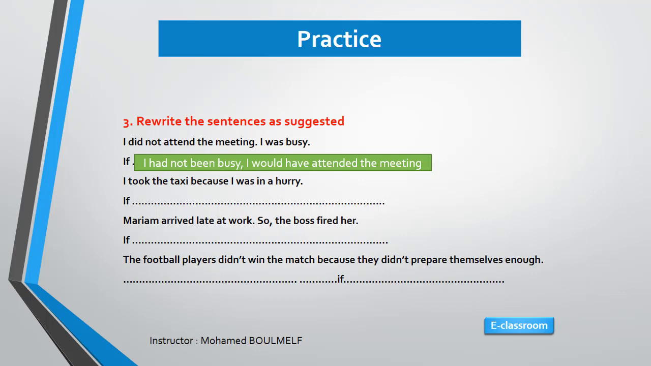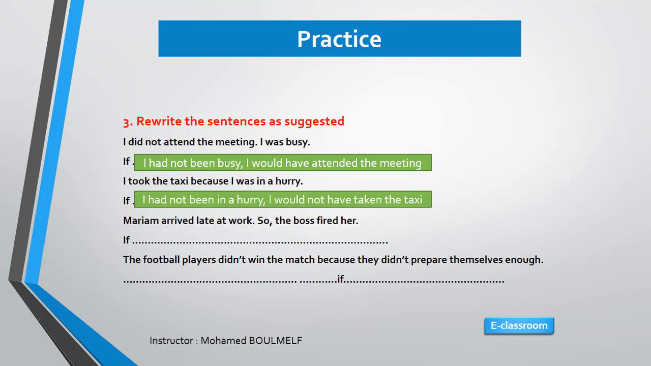Okay? Number 2, I took the taxi because I was in a hurry. So which one is the cause and which one is the result? Of course, the cause is I was in a hurry, because we have because before and we said these things earlier. So is this one affirmative or negative? Of course it is affirmative. So what we are going to do is to make it into a negative form. So we are going to have if I had not. So this is a negative form.